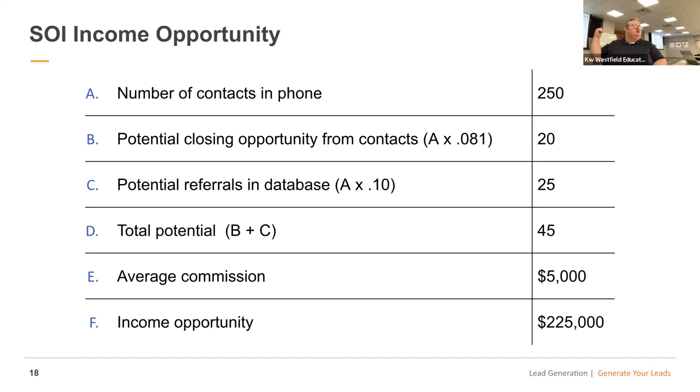Let's say you get $5,000. Let's say after taxes, it's $5,000. Well, let's say you're on a team and you're splitting and that kind of thing. So you're walking with $5,000. I think that's a good way to look at that number. So you have a $225,000 income opportunity from a database of 250 A's and B's. That's pretty substantial.